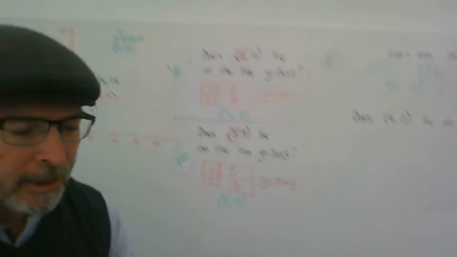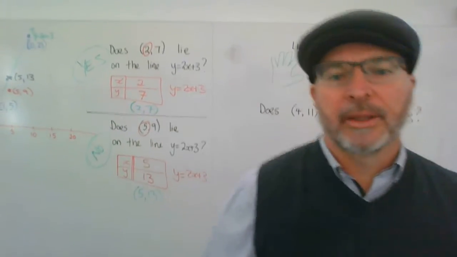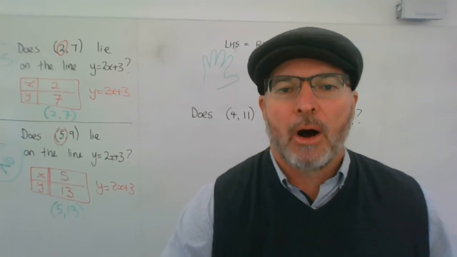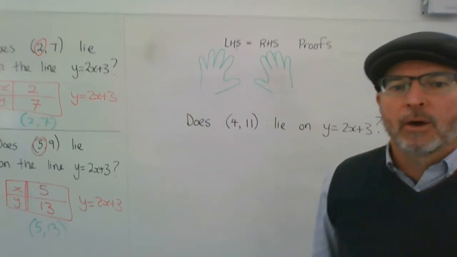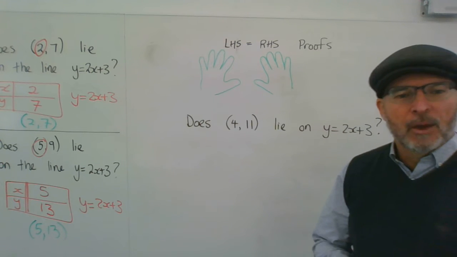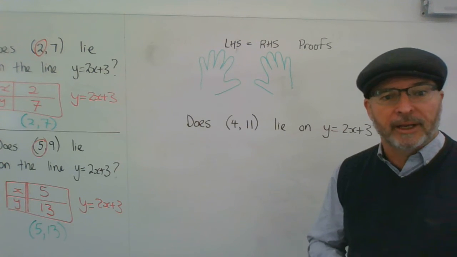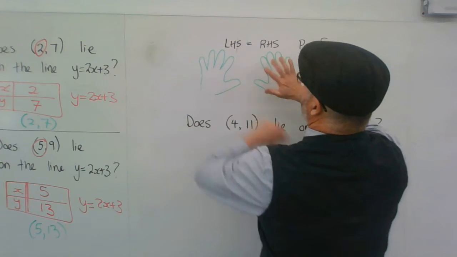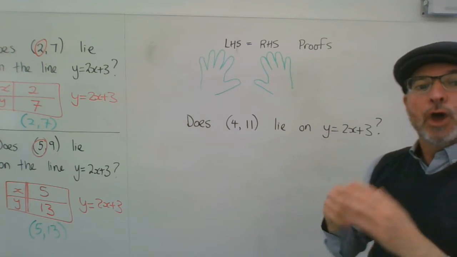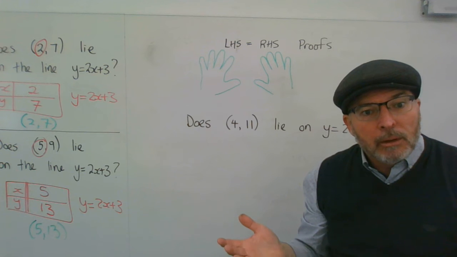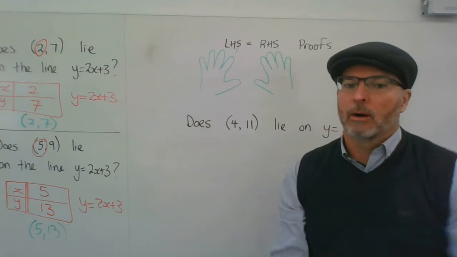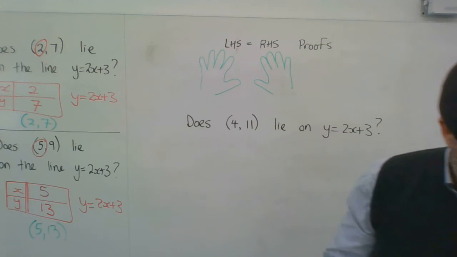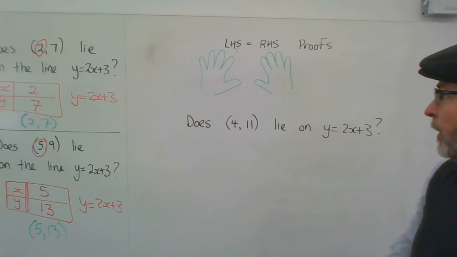Right. Now, there's another way to look at this, and I want to introduce you to this idea of left-hand side, right-hand side proofs, which is important for your work further on in mathematics. Left-hand side of the equal sign, right-hand side of the equal sign, show if they're equal, and then it's all good, or if they're not equal, then no, the point doesn't lie on the line.